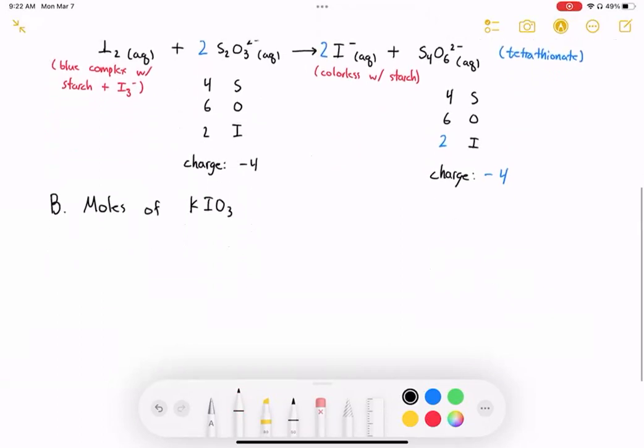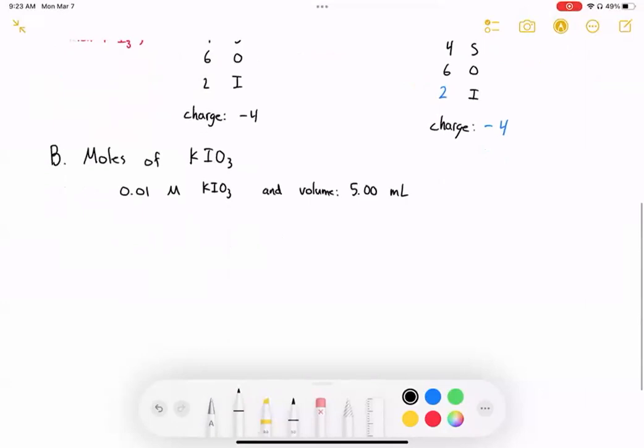All right, so we prepared a molarity of 0.01 molar KIO3. Okay, so we measured that out and formed a solution of it. So you're going to use both your molarity and your volume. And your volume should have been 5 mL. Okay, so 5 mL. So we're going to take this volume and multiply the molarity here.